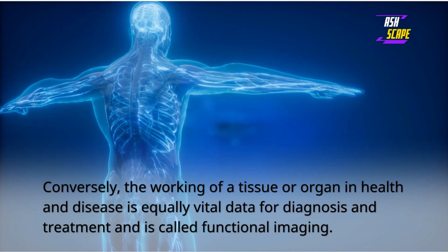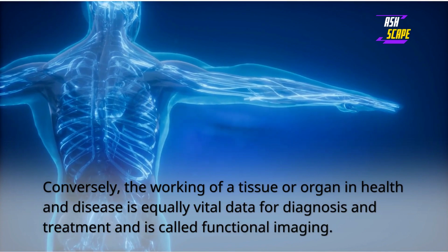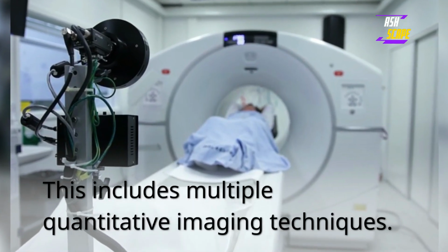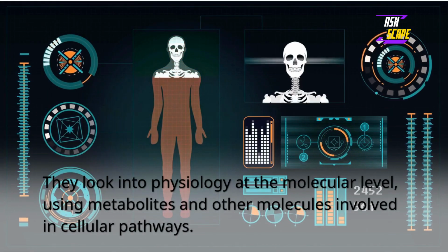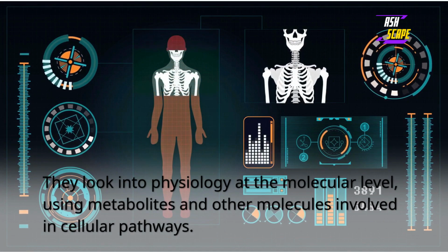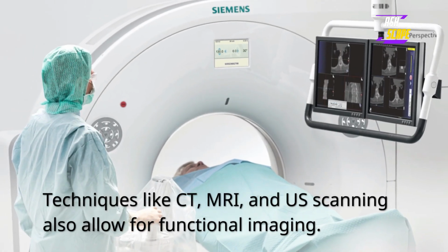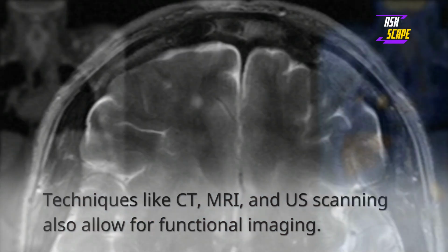Conversely, the working of a tissue or organ in health and disease is equally vital data for diagnosis and treatment, and is called functional imaging. This includes multiple quantitative imaging techniques. They look into physiology at the molecular level, using metabolites and other molecules involved in cellular pathways. Techniques like CT, MRI, and US scanning also allow for functional imaging.